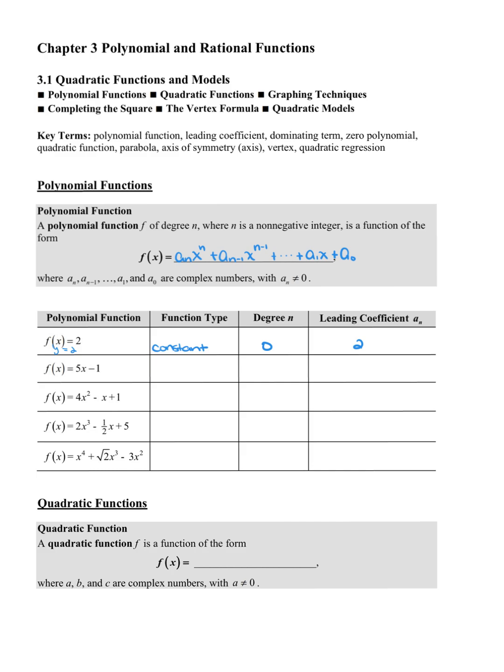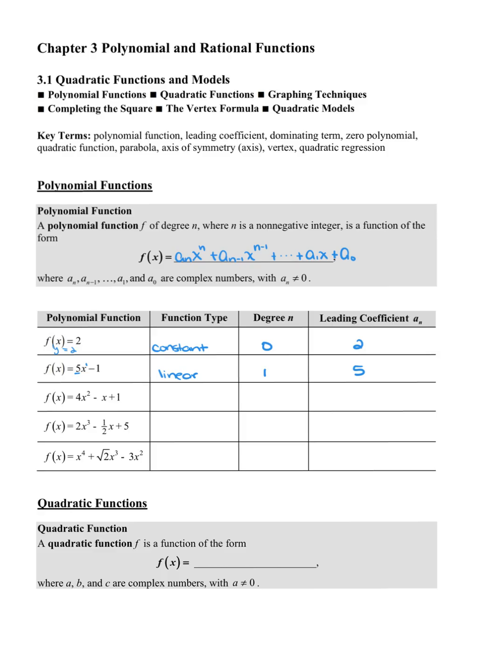F of x equals 5x minus 1. This is linear. It has a degree of 1 because x is to the first power. The leading coefficient would be the number in front of that variable with the degree, so it would be 5.